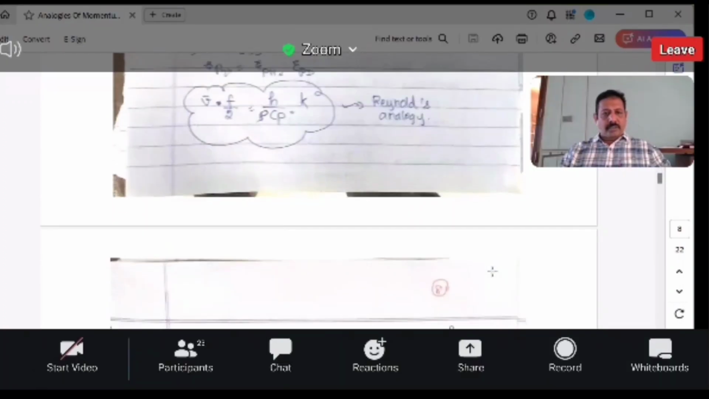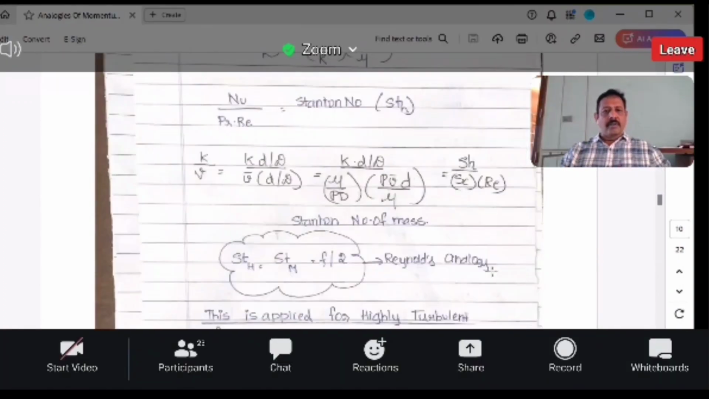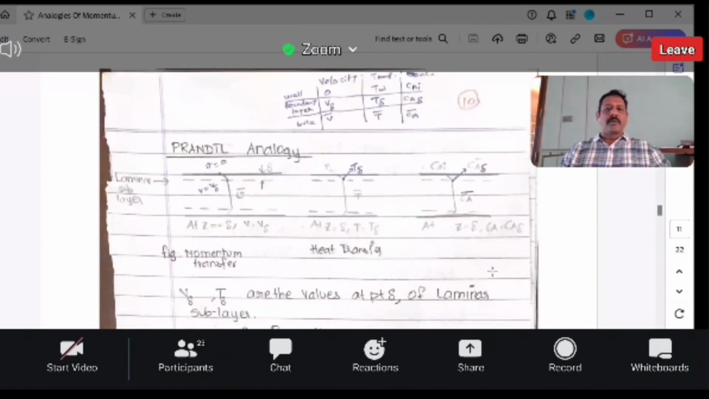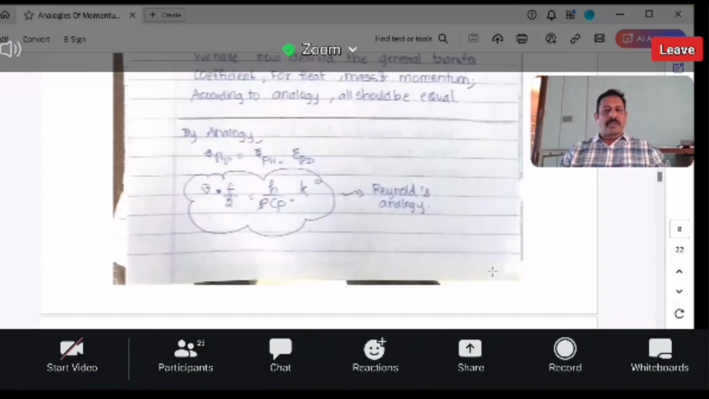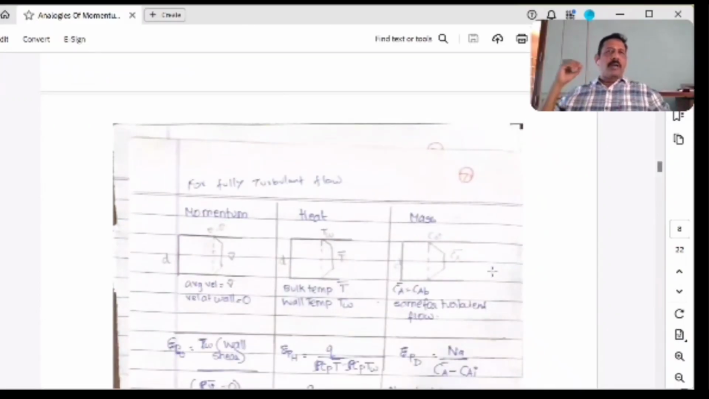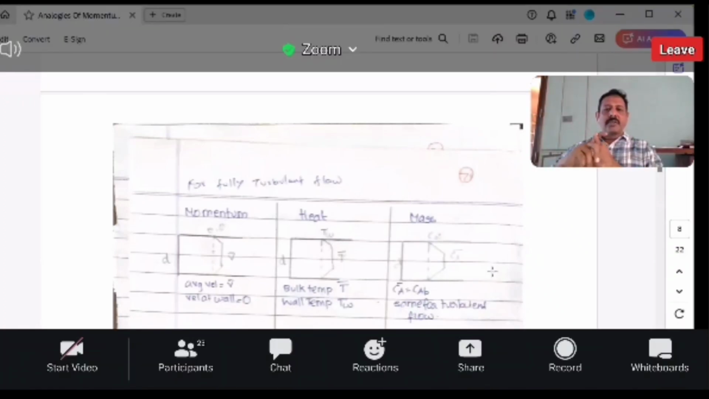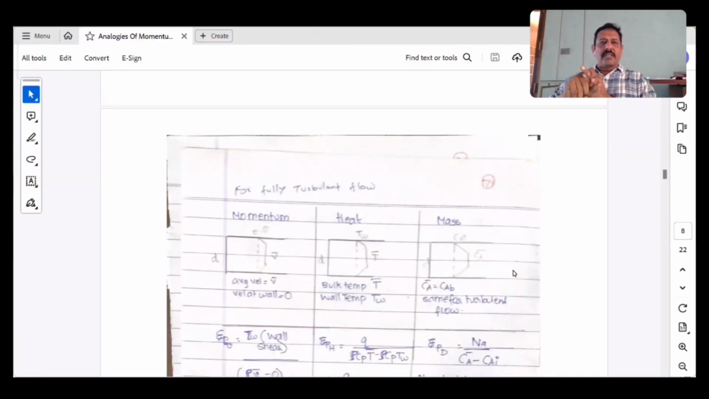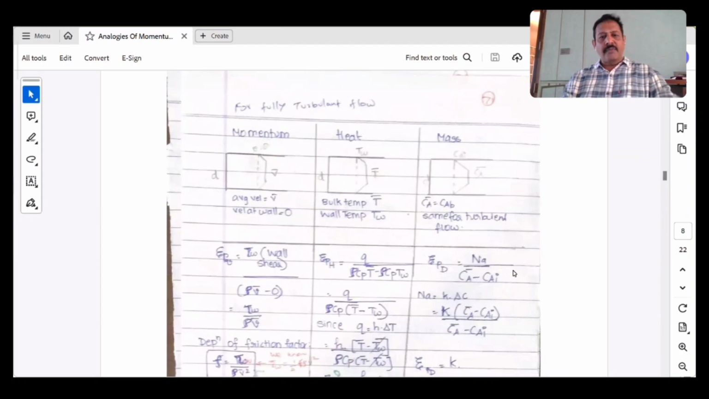Average concentration is Ca bar. And what is the velocity happening at the wall? V is equal to 0, and at the wall T is equal to Tw, and at the wall concentration is Cai. So another driving force, they are writing in terms of the generalized transfer coefficient.